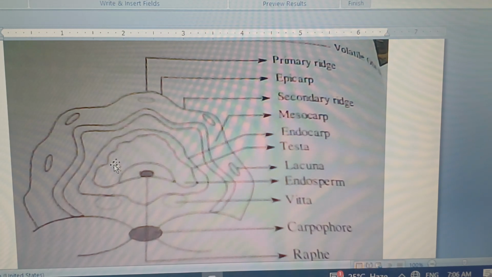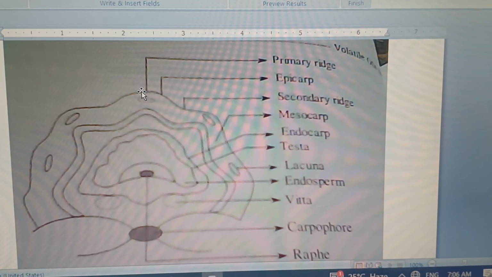This is the endosperm. This is the endocarp that covers the endosperm. Now you can see the endosperm here. This is endosperm, this is endocarp. And then you are coming to the mesocarp here. Now you can see the total. This is the mesocarp. Are you able to watch the mesocarp here?